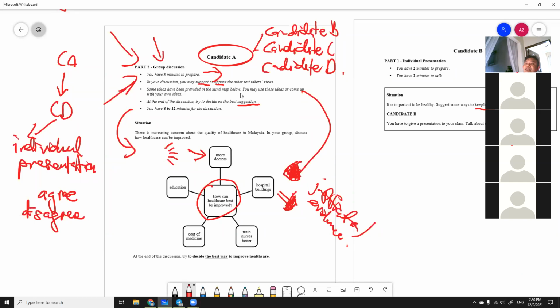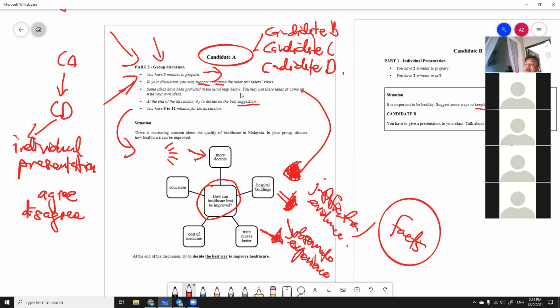Or maybe you think that we need to train nurses better, because you may think that we do have enough nurses, but you think that the nurses are not that well trained, based on your observation, or maybe based on your own experience. But I think you shouldn't be talking about your personal experience. You should be talking about facts, not your personal experience. Facts means facts. Okay, according to this, according to that.